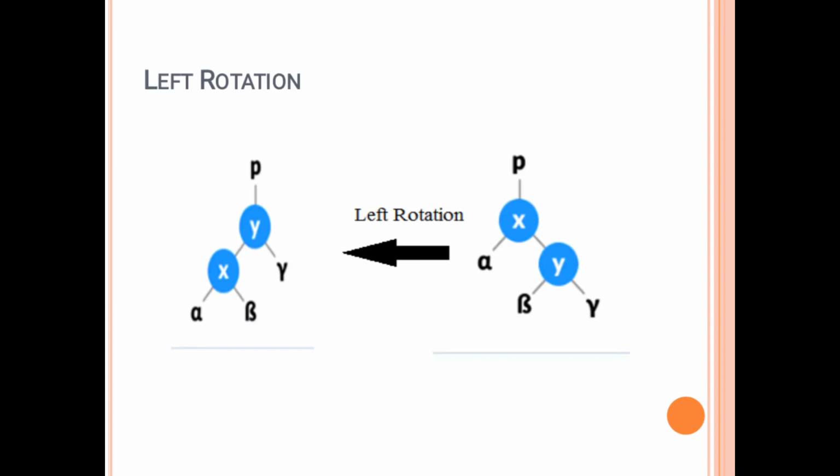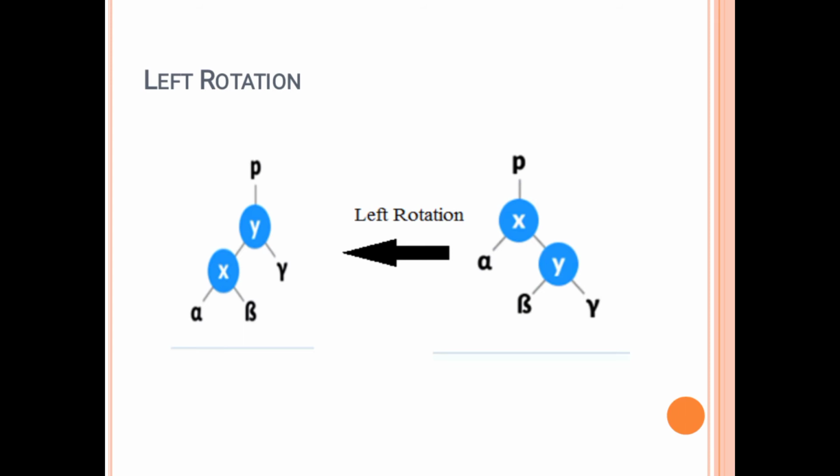Left rotation. Here we take the left rotation example, with y and x, where y's child is x. We have to do the left rotation here. It means the arrangement of the right-side node has to be transferred to the left side, so we have to rearrange the left node.